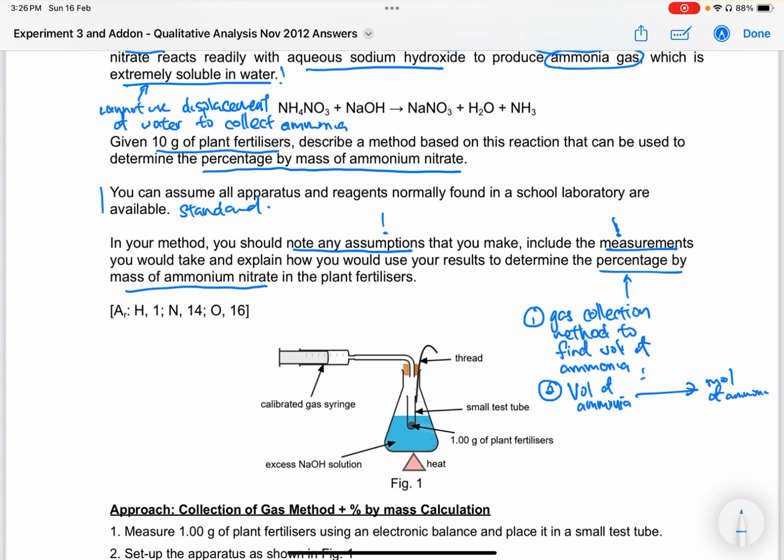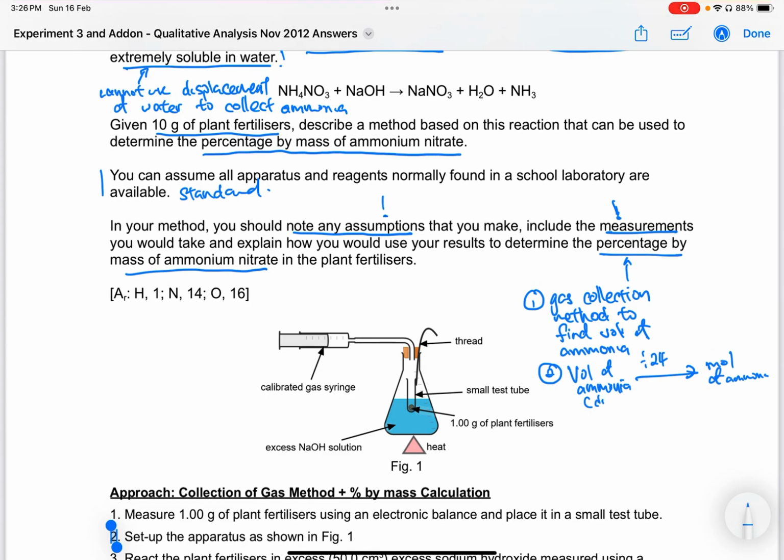How to do this? I'll divide by 24. Now take note, in order for me to divide by 24, this volume of ammonia must be in dm cube. Then what's the next step? Once I found the mole of ammonia, I can find the mole of ammonium nitrate. Okay, how to do so is using mole ratio.